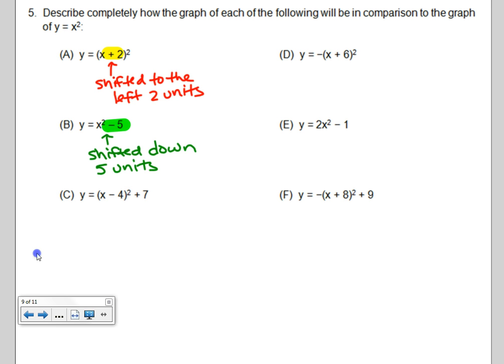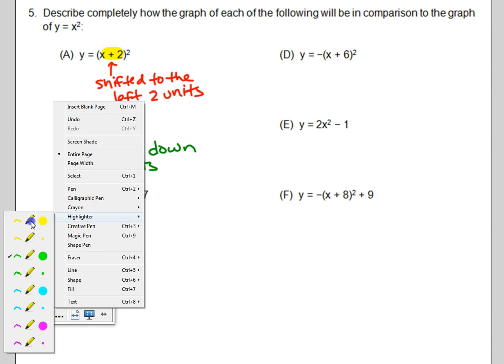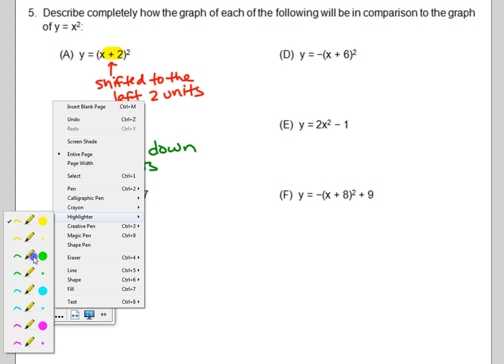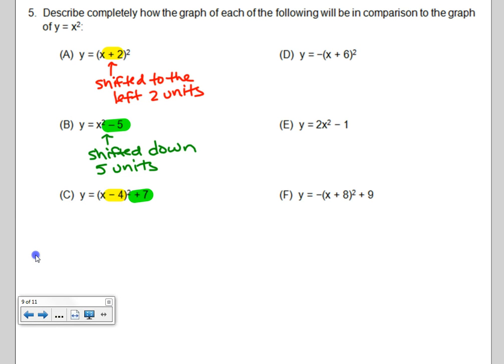Okay, on C, we have 2 changes. We have the -4 inside, and then we have the +7 on the outside. So this means that the graph got shifted. If it's a -4, it's to the right, 4 units.